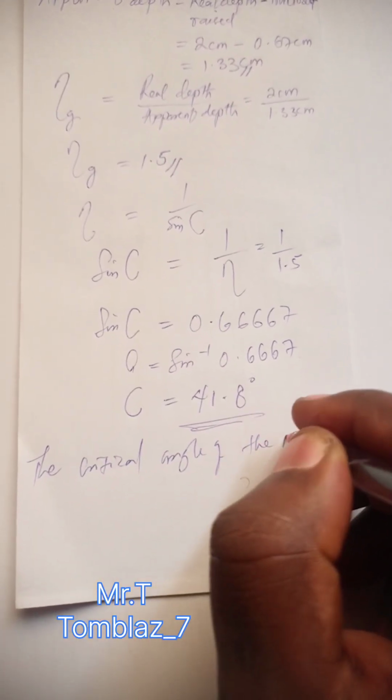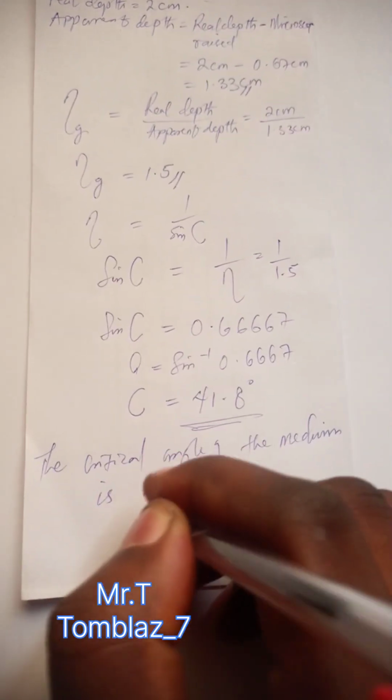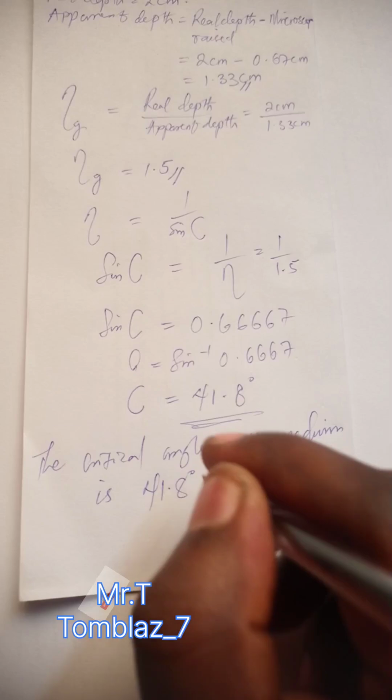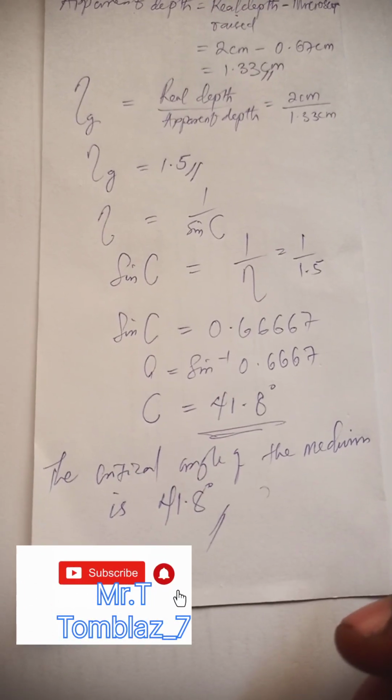So the critical angle of the medium is what? 41.8 degrees.